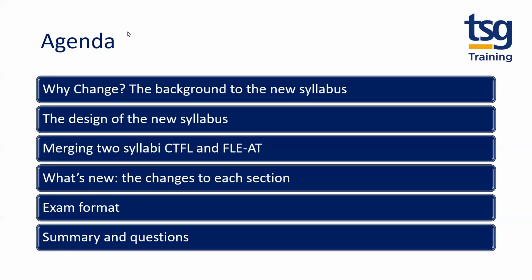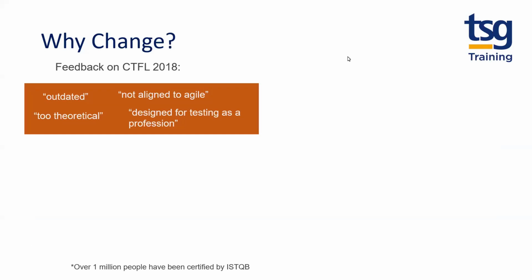So why actually change the syllabus? ISTQB have been polling feedback and trying to get feedback about the qualifications over the years, and the feedback that has been building up about the current foundation is that to a certain degree it's a bit outdated. We're talking that this syllabus was originally written in 2006. It's not particularly aligned to Agile. Some people said it's too theoretical.